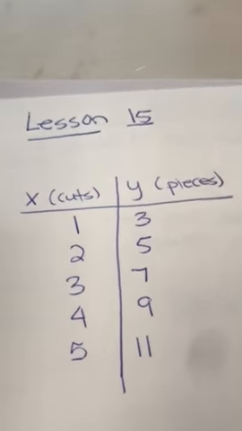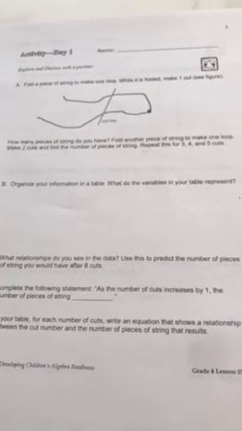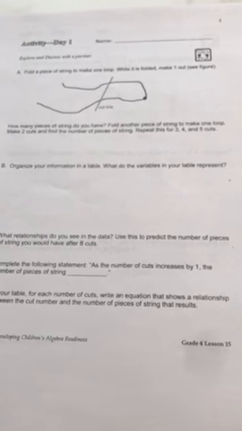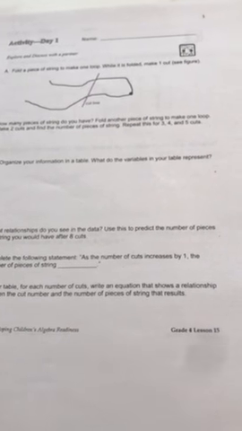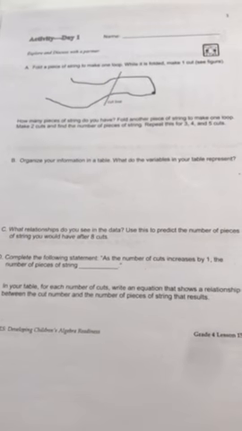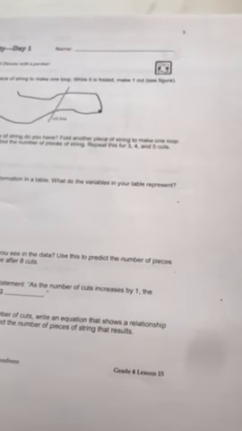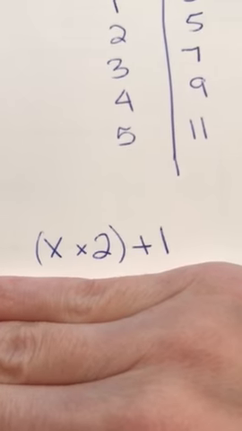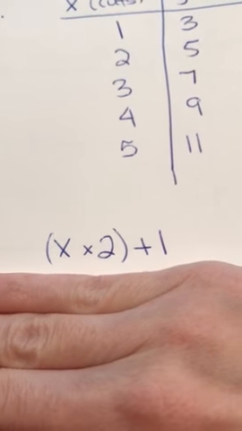If you look at question C, it's going to actually ask you for C, what relationships do you actually see? So looking at your table. And then it'll even say predict the number of pieces of string you would have after 8 cuts, because once you can figure out what the rule is, then you can apply it with even the 8, okay? So looking at your table, I'm hoping that some of you may have recognized this rule here. X times 2 plus 1 is going to give me my pieces.